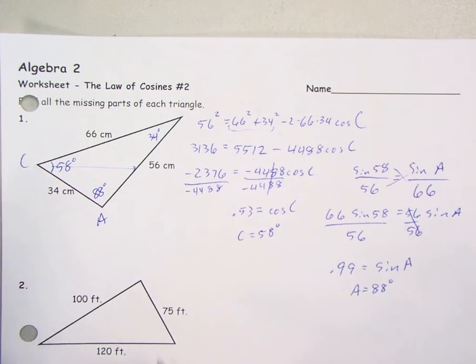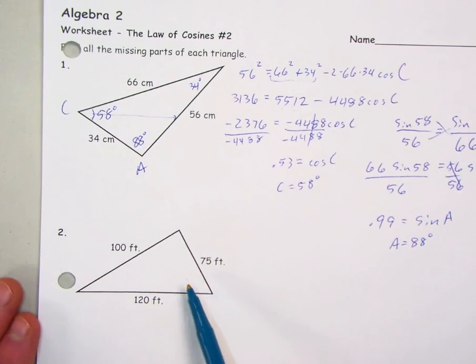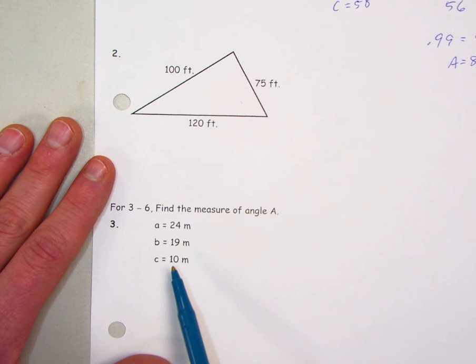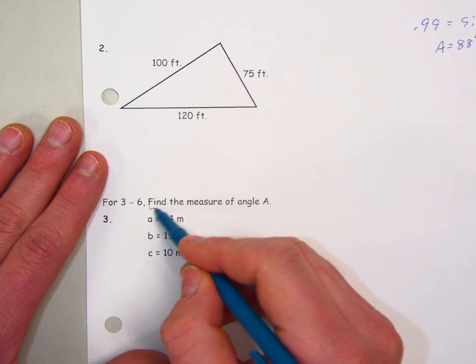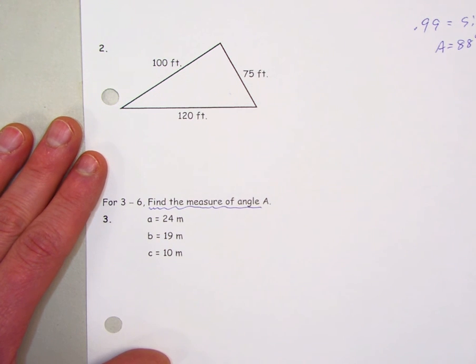All right, the next example 2 is exactly like the one I just did. When you get down to example 3, you don't need to find all of it. All you need to do is find the measure of angle A in each triangle. So just find one angle. You don't need to find all 3 angles.